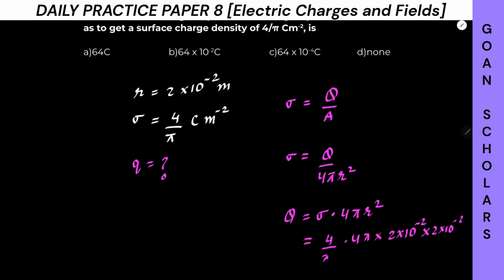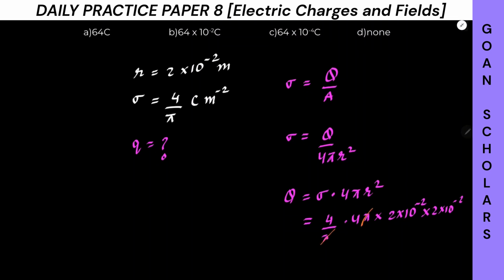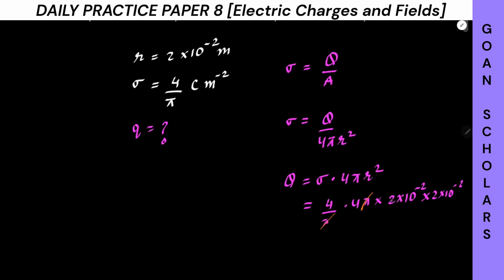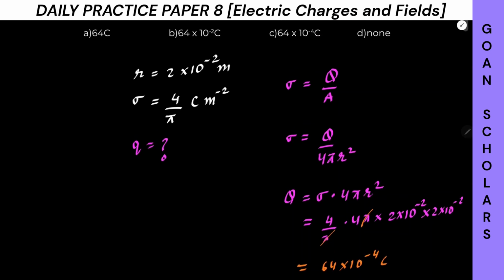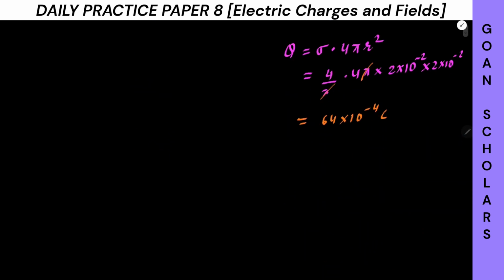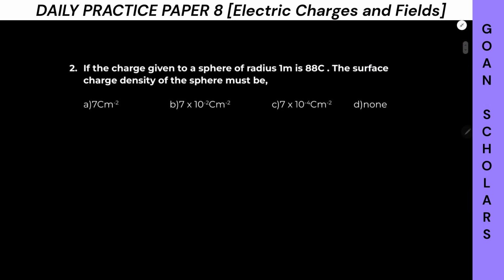Now let's simplify it further. 4 pi and pi cancels. We left with 4 4s are 16 and 16 into 2 is 32, 2s are 64. 64 into 10 raised to minus 4 coulombs. That's your answer. Is there any option? Yes, option C is the correct answer for question number 1. Let's move to question number 2.